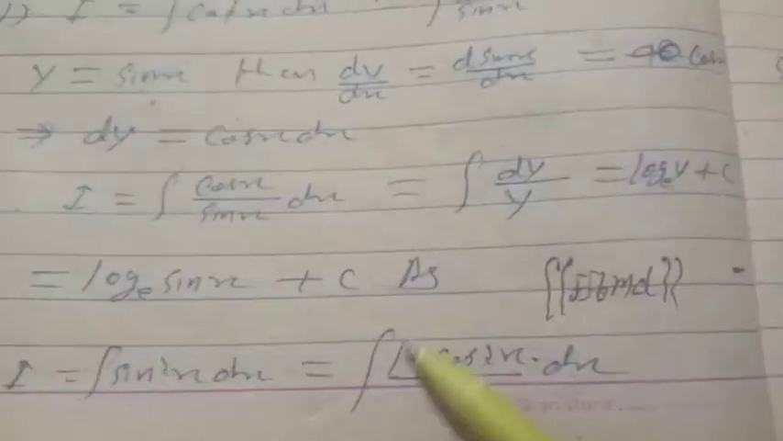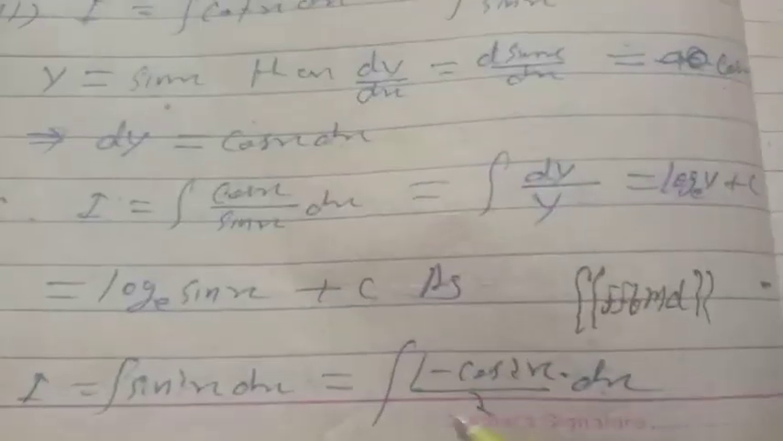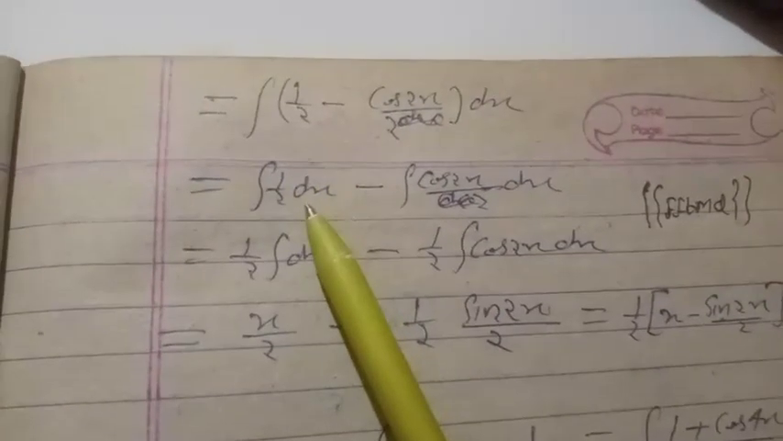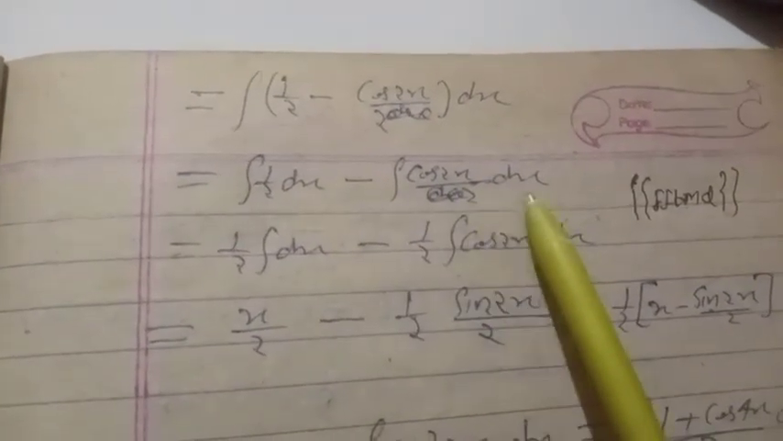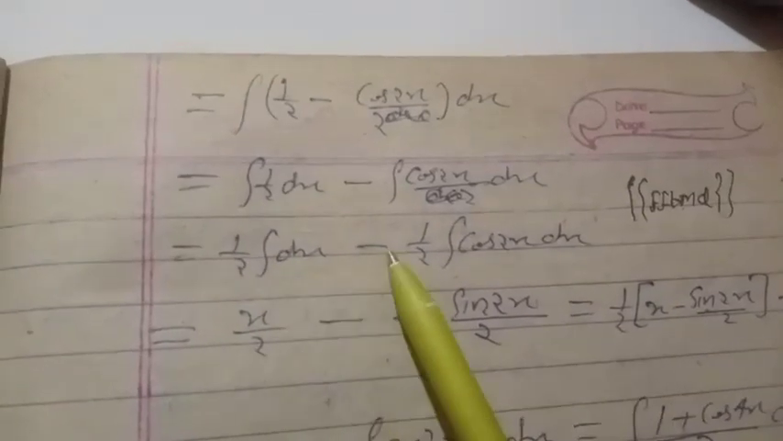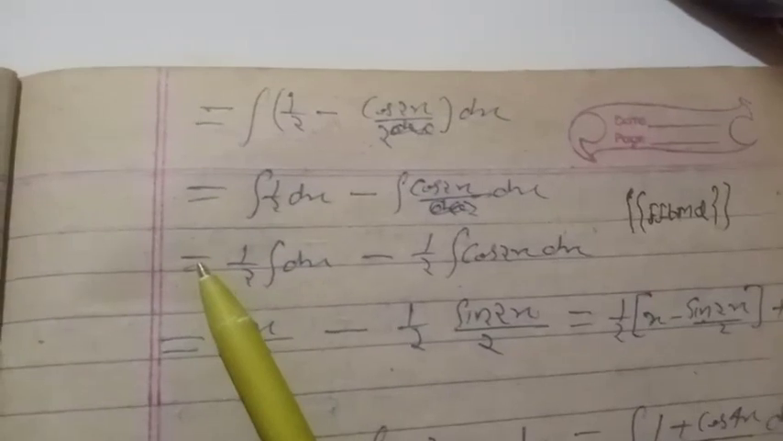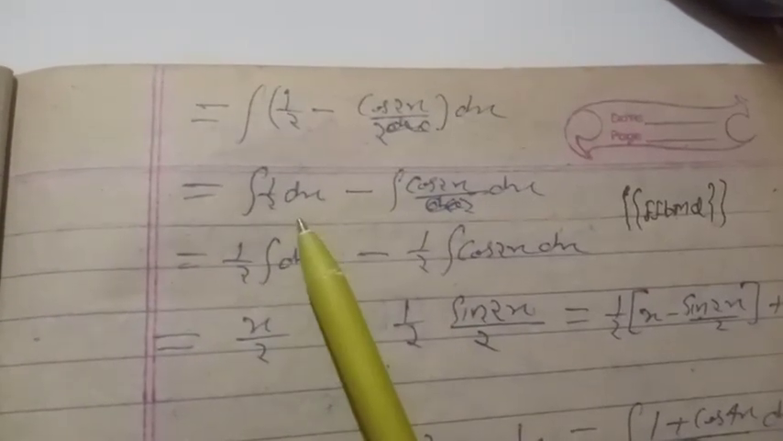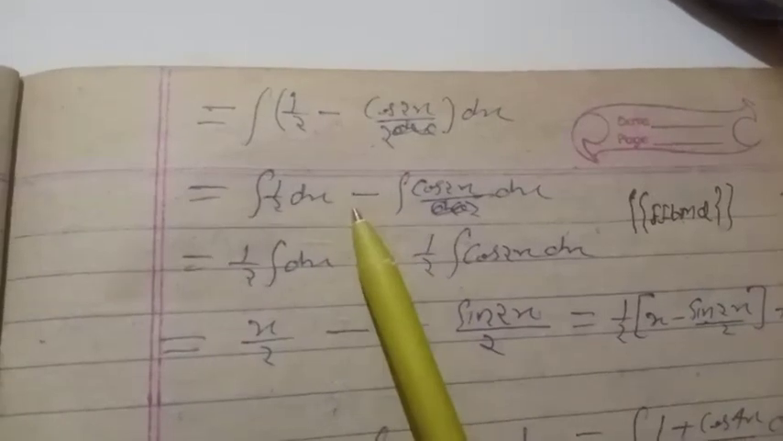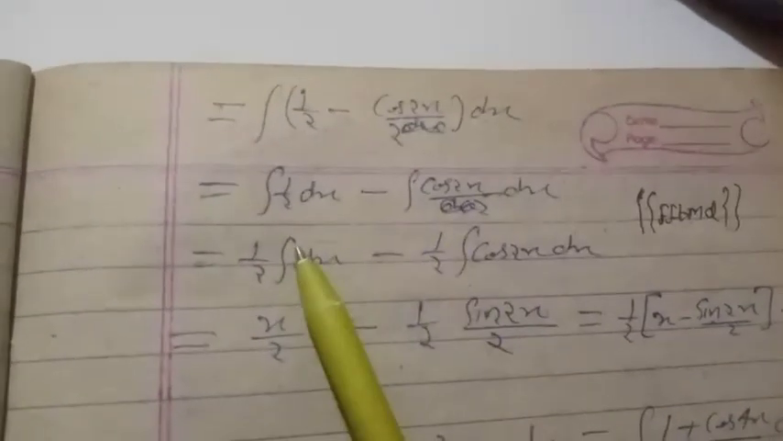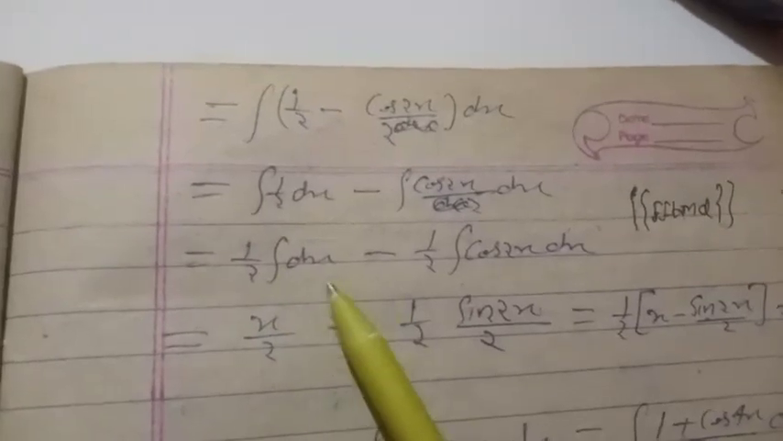Similarly, I equals integration of sin square x dx. Now sin square x is equal to 1 minus cos 2x by 2, into dx. This can be written as integration of 1 by 2 minus cos 2x by 2, into dx. Integration of 1 by 2 dx minus integration of cos 2x by 2 into dx. The constant can be moved outside the integration. So 1 by 2 integration dx minus 1 by 2 integration cos 2x dx.